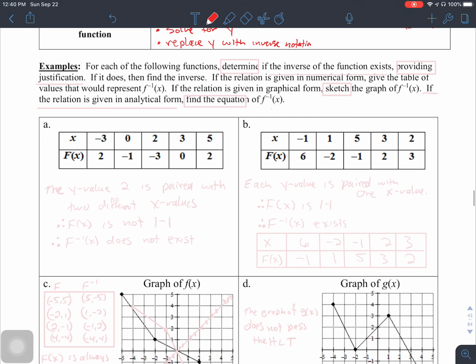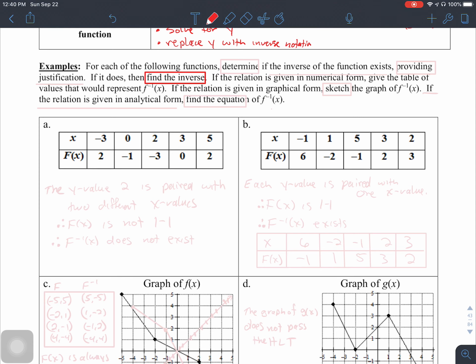Let's look at some examples. For each of the following functions, determine if the inverse of the function exists. Provide justification. That's two things to do. If it does, find the inverse. It's three things we're supposed to do.